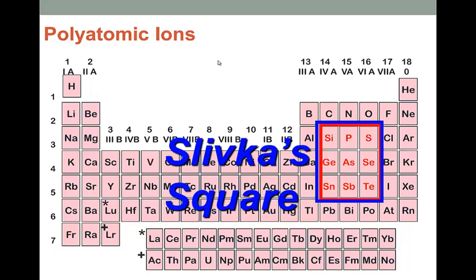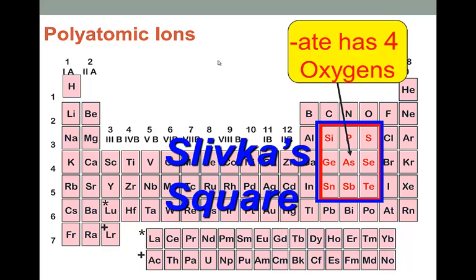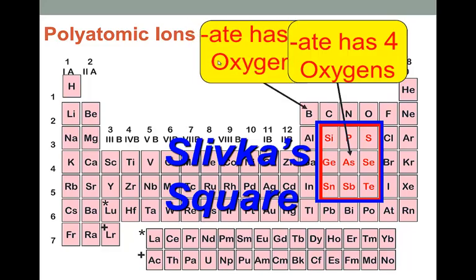It's called Slivka's square. If you're inside Slivka's square, the -ate will have 4 oxygens attached to it. So phosphorus is inside the square, so phosphate would be PO4. Arsenate would be AsO4. If you're outside of that, then the -ate will have 3 oxygens. So carbonate has 3 oxygens, nitrate has 3 oxygens. So it's a good way to help you know where the -ate is, so you know when you have one more than that to make the per-ate, and if you have less than that to make it -ite.